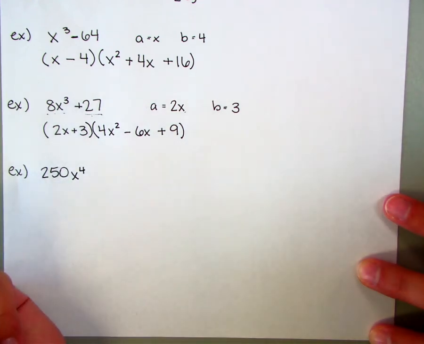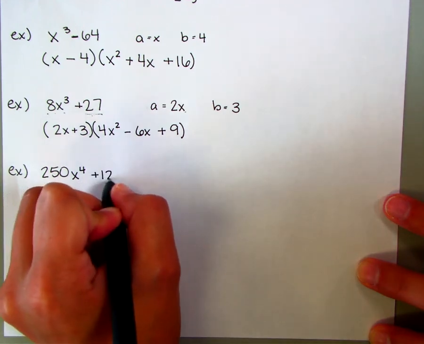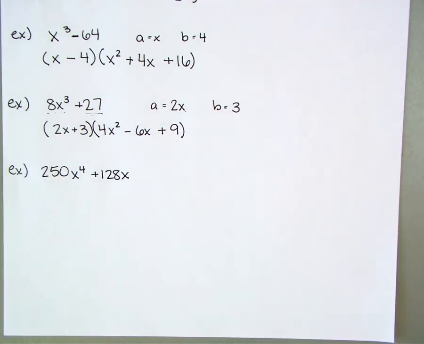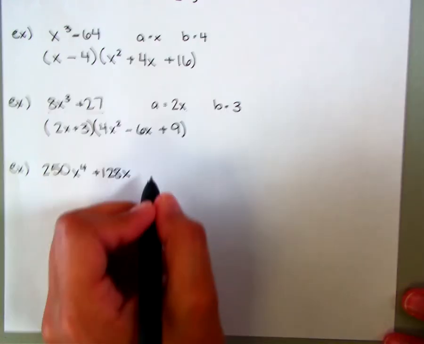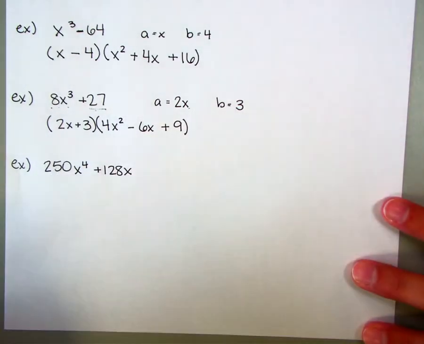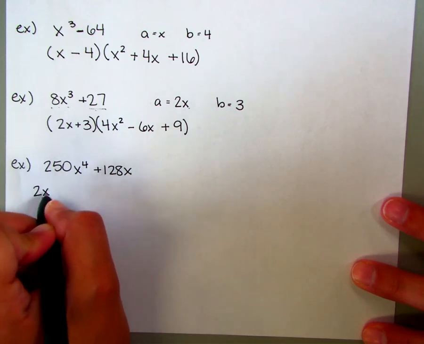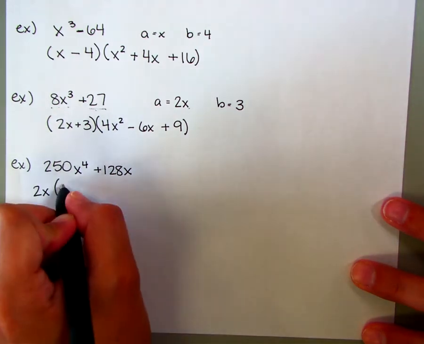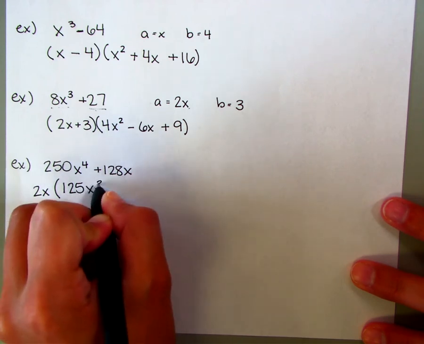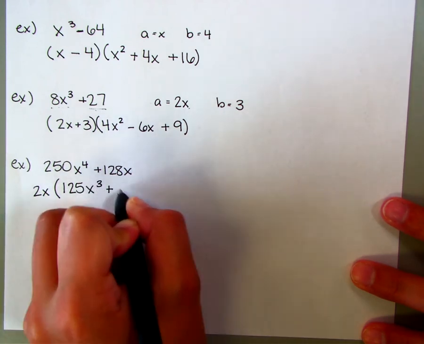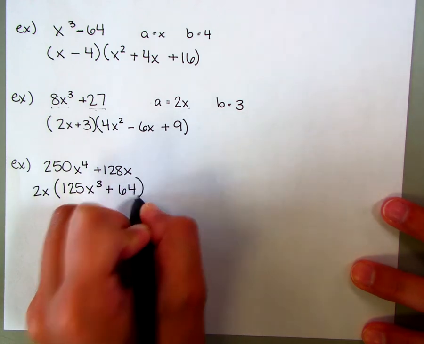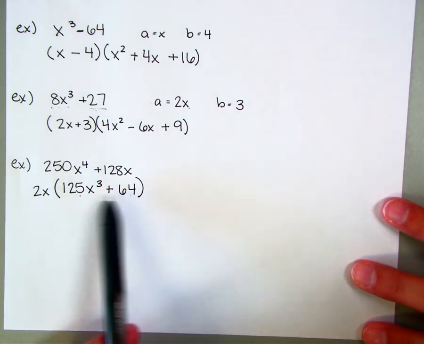So let's do 250x to the 4th plus 128x. So you might not know this, but 250 is not a perfect square and 128 is not a perfect square. But with any other time when you're factoring, you always want to take out a GCF first. So we're going to take out a GCF. My GCF, I believe, happens to be a 2x. And so when we take that out, we get 125x to the 3rd plus a 64. And so what happens is now we have 2 perfect cubes.